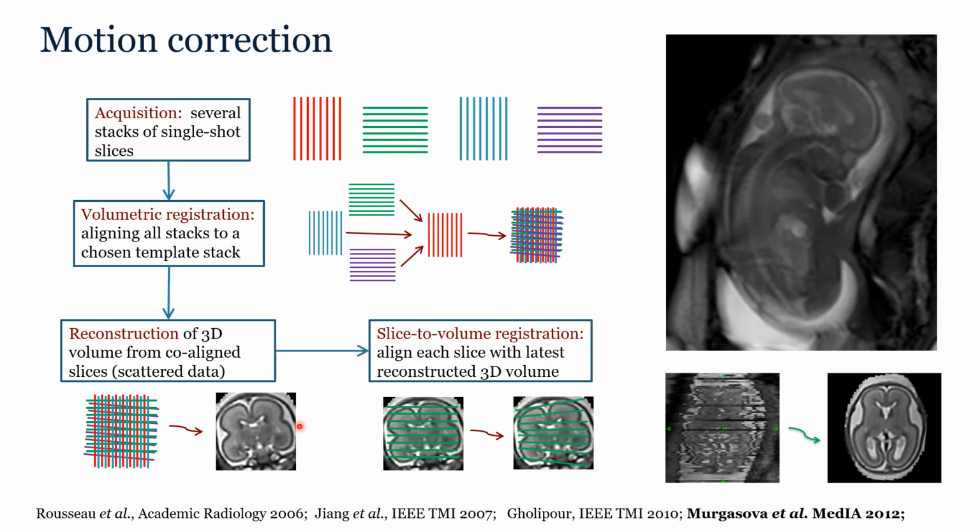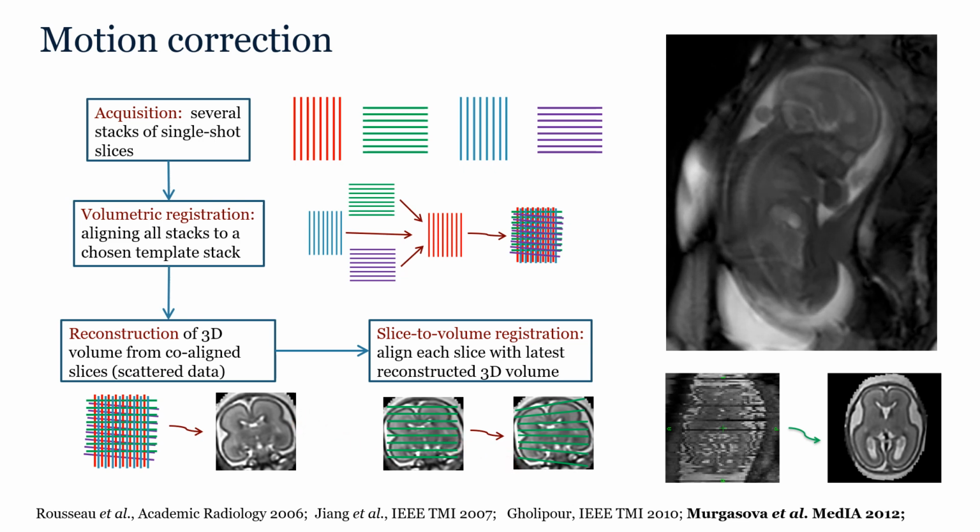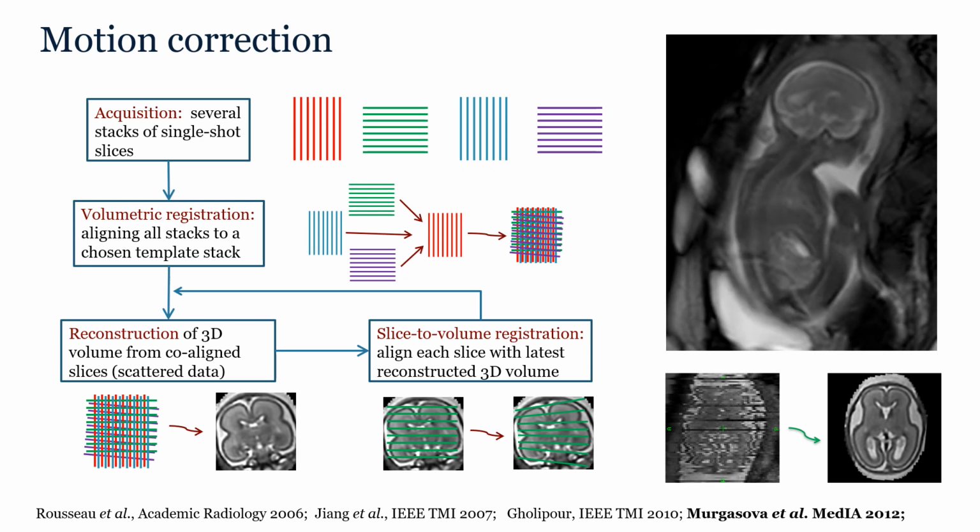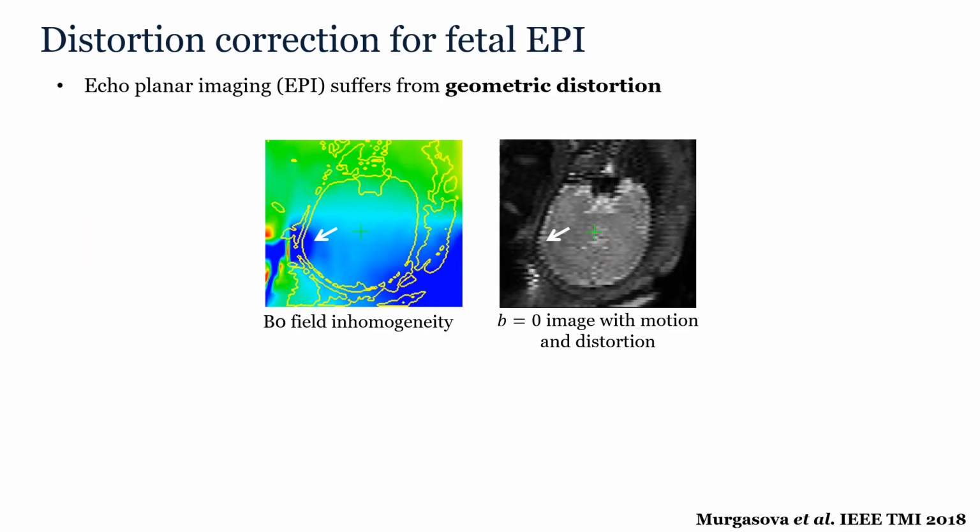And now that we have a volumetric target, we can register one slice at a time to refine the motion correction. This can be done several times to refine the motion, and the registration is always rigid because we're dealing with the fetal brain.